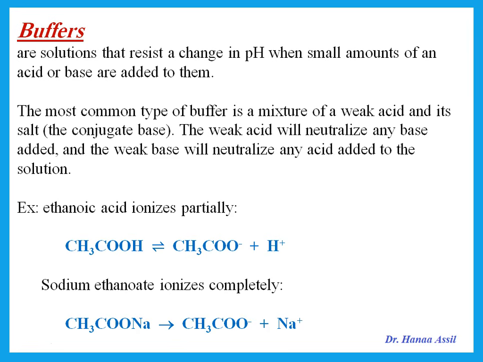So, for example, a buffer would be a solution of ethanoic acid with sodium ethanoate. Now, ethanoic acid would dissociate partially to give a little bit of H+ ions. The sodium ethanoate ionizes completely to give CH3COO−, the ethanoate ion.